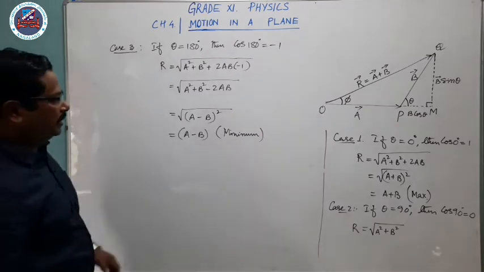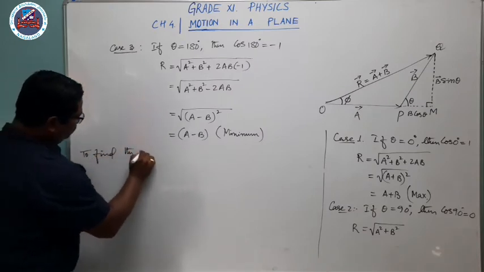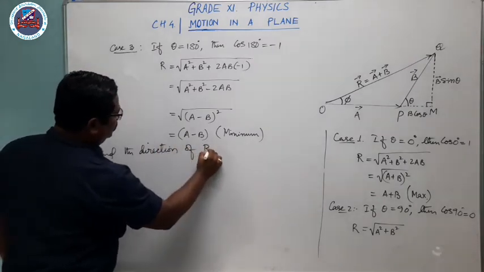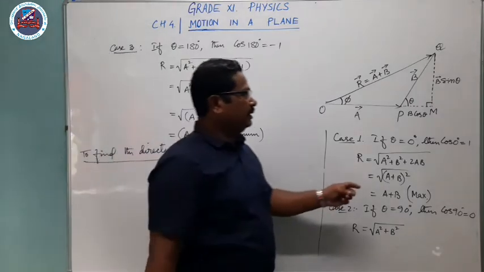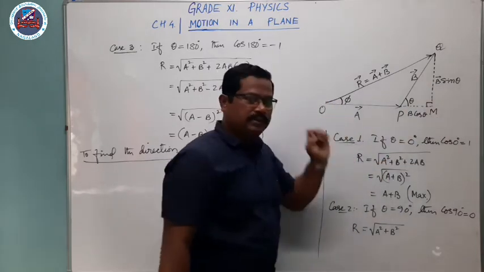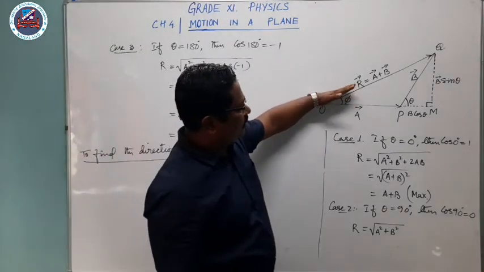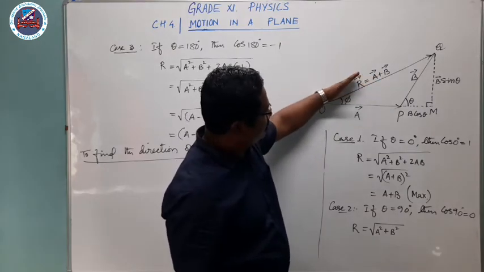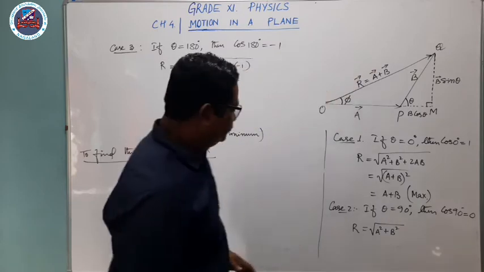Now let us see how to find the direction of the resultant vector R. To find out the direction, you take this right triangle QOM or QMO. This phi will give us the direction. Direction means at what angle from one vector the resultant is pointing. Is it 30 degrees or 40 degrees, 50 degrees? That you come to know. That will give you the direction of the resultant vector.